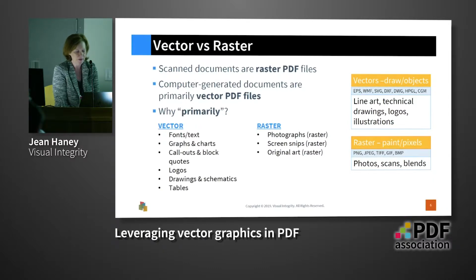Why do I say primarily? Because in a PDF file, the fonts, the graphs and charts, the callouts, the block quotes, the logos, drawings, schematics, tables, that's all vector information, and there's intelligence in there. The raster information would be the photographs, the screen snaps, the original art that might be in there. So basically, the way to look at it is that rasters come from paint programs and scanners, while vectors come from any kind of illustration package, technical drawing package, and original line art.